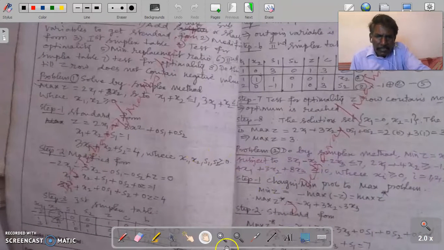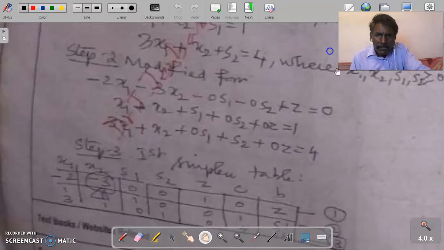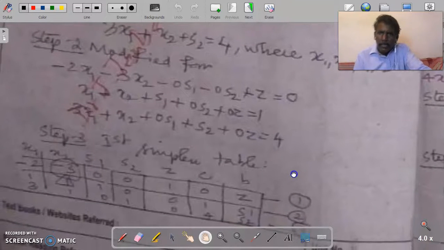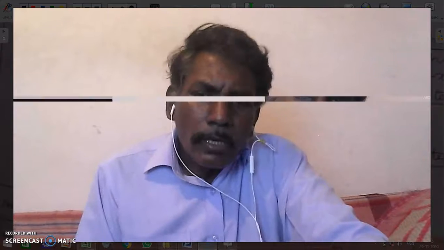So whether this is very clear on your screen or not, I don't know, because your screen is very small. Okay, now look at this. I told you just before, the modified form into tabular form. That's what we are going to see now.